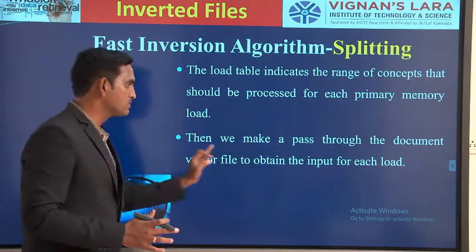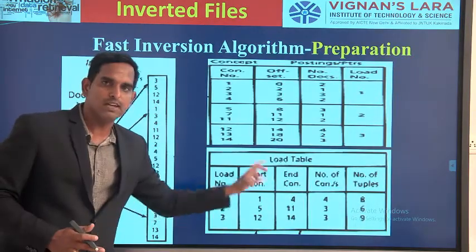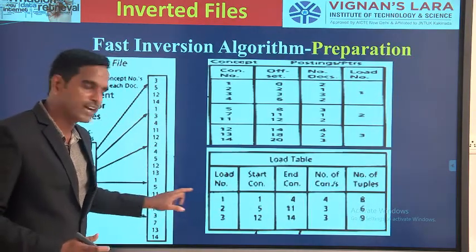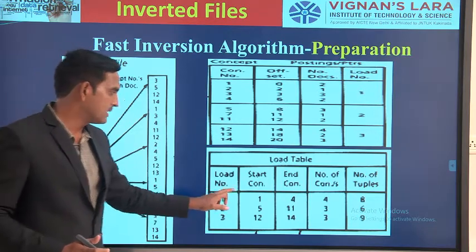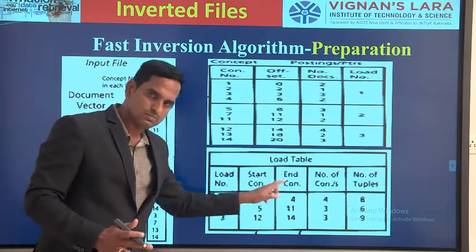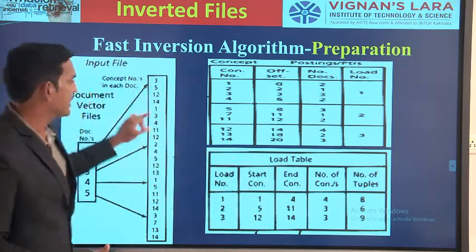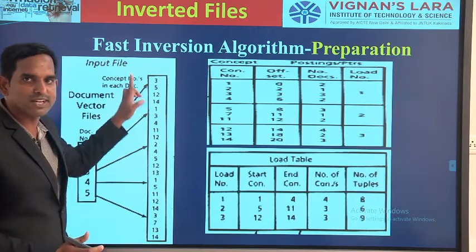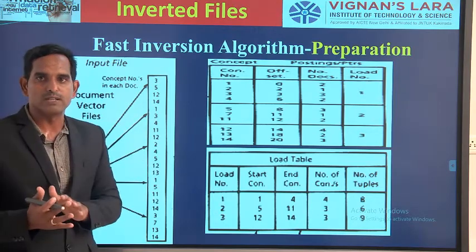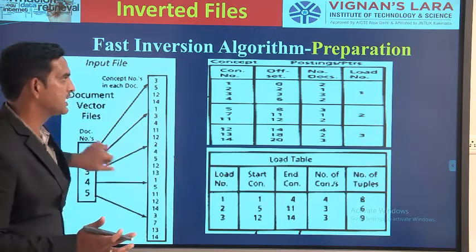Okay, what you need to do? You should take this load file. Then I have to find out what is load 1, find the starting concept and ending concept, and go through this particular document vector file to create load 1. So that will be the splitting process.